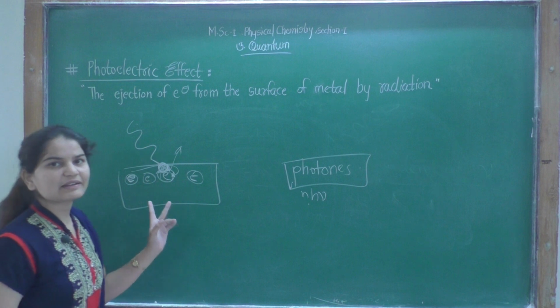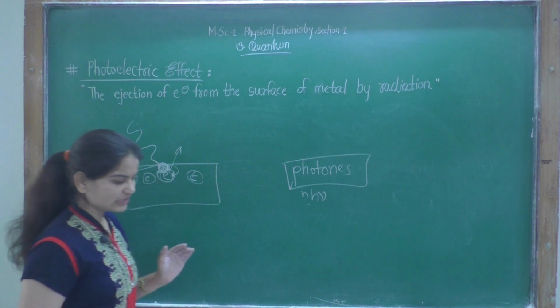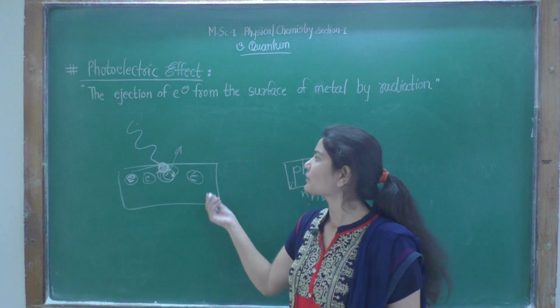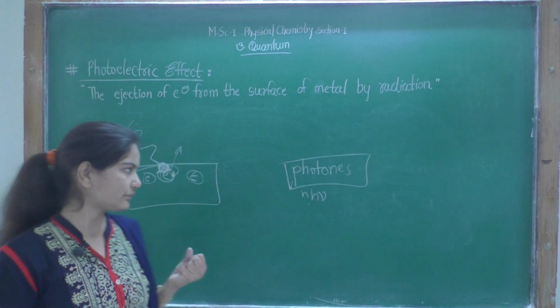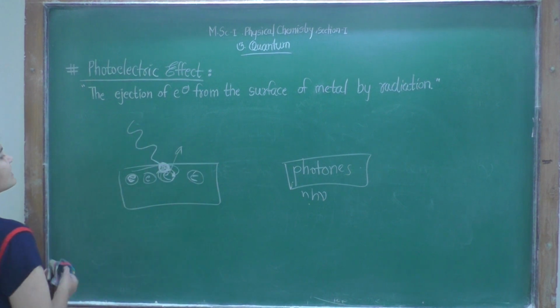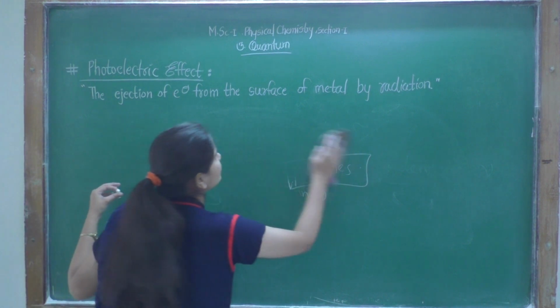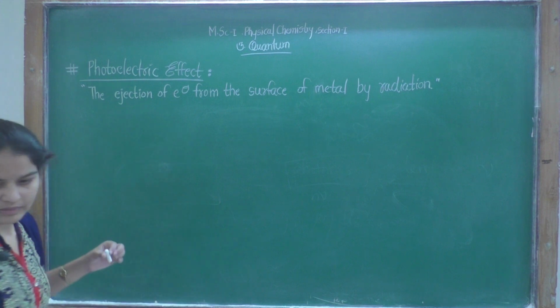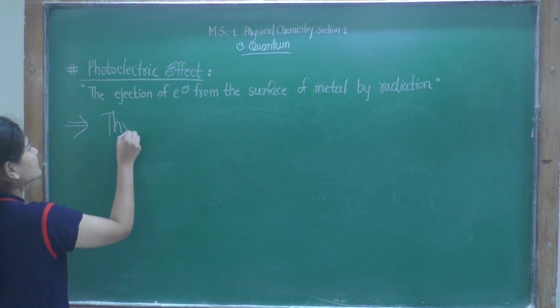But still there are conditions. The condition is that the photon should have some specific amount of energy, and some specific amount of frequency. Radiation should have a specific frequency also. The term threshold frequency arises.